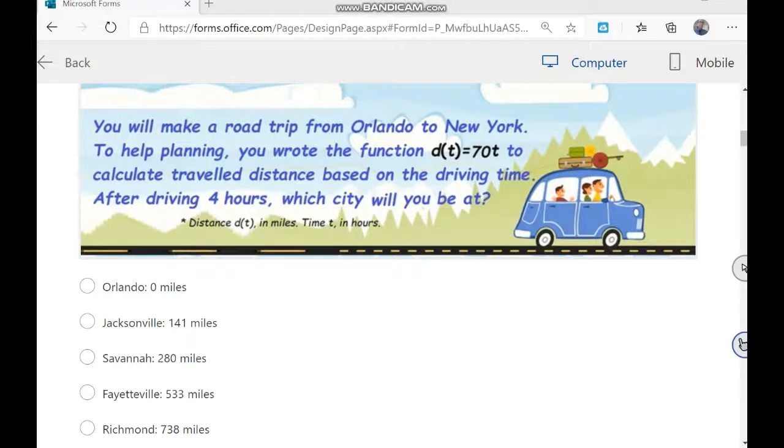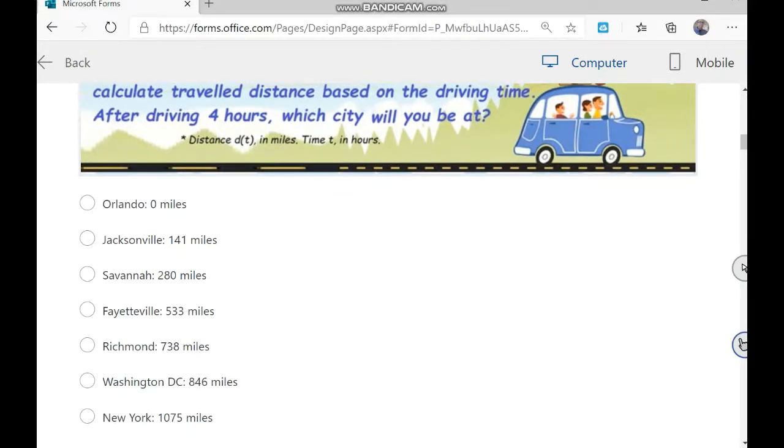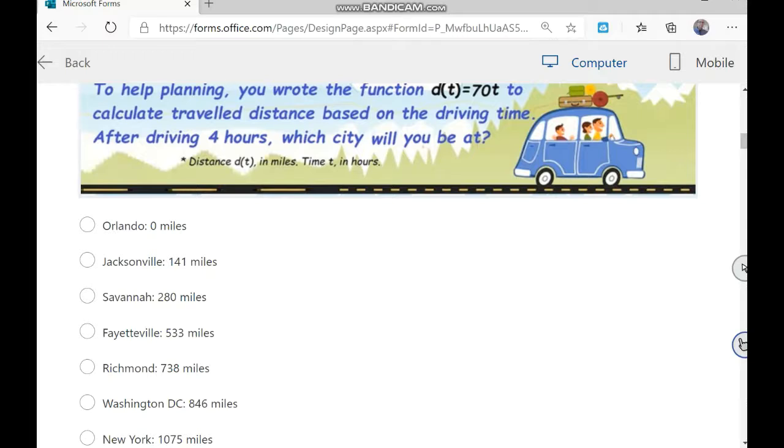The question says, you will make a road trip from Orlando to New York. To help planning, you wrote the function d of t equals 70t to calculate travel distance based on the driving time. After driving 4 hours, which city will you be at? You're going to be stuck in Orlando, 0 miles, or you're going to be in Jacksonville, and you have the mileage. What you're going to do here is calculate the mileage, and then find the city.